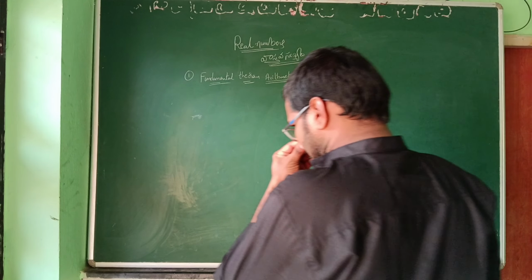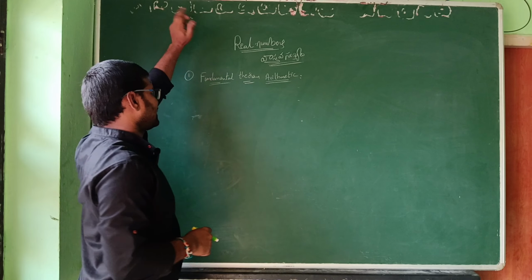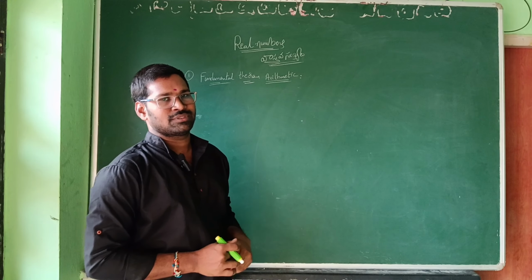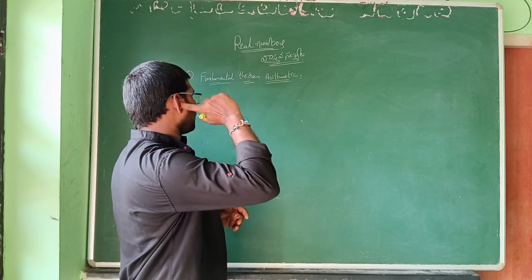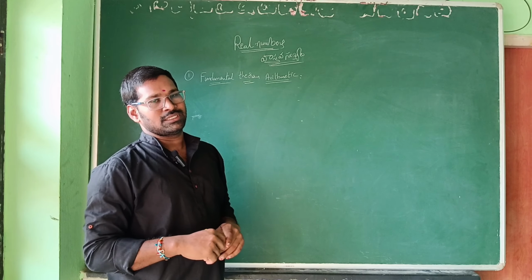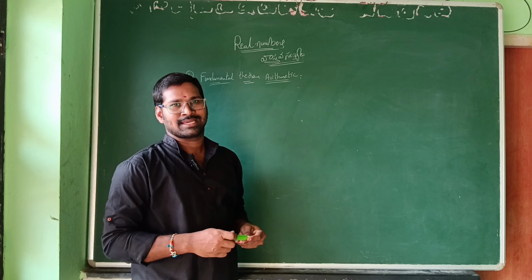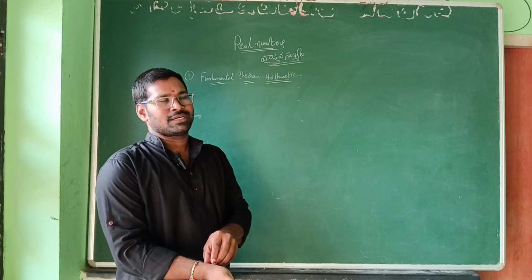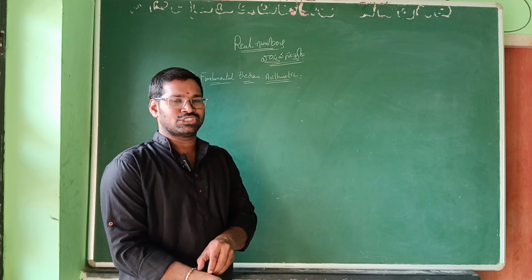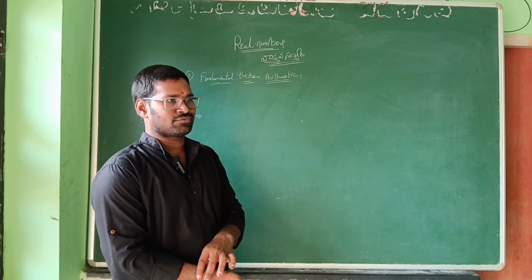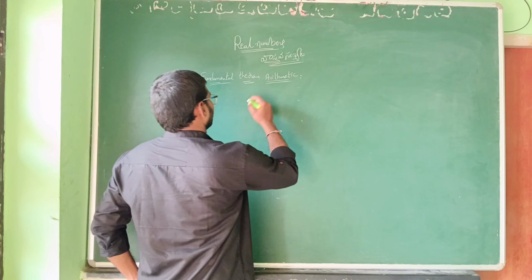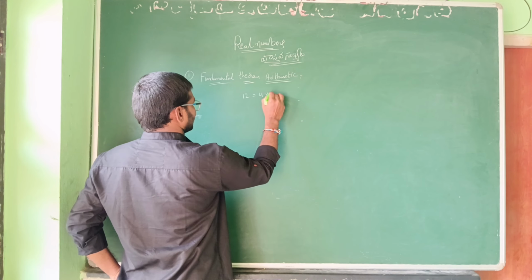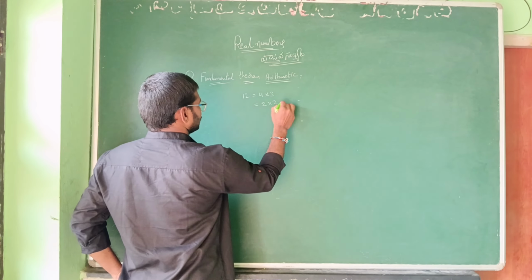Now let us see our content: the fundamental theorem of arithmetic. In real numbers, it is one of the most important topics. Every composite number can be expressed as a product of primes, and this factorization is unique apart from the order. So the main theme is, suppose 12 is there, we can write it as 4 times 3, and also 2 into 2 into 3.